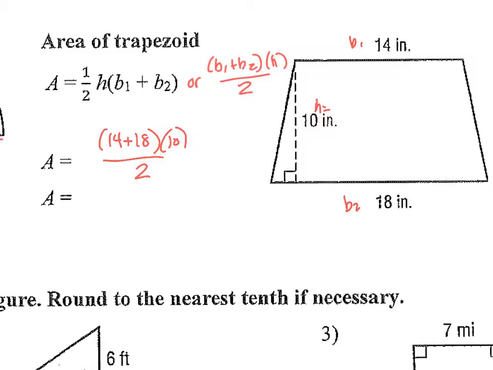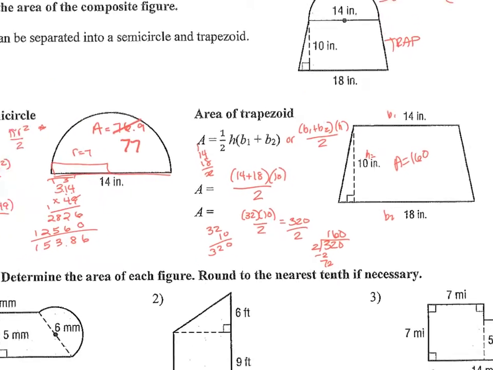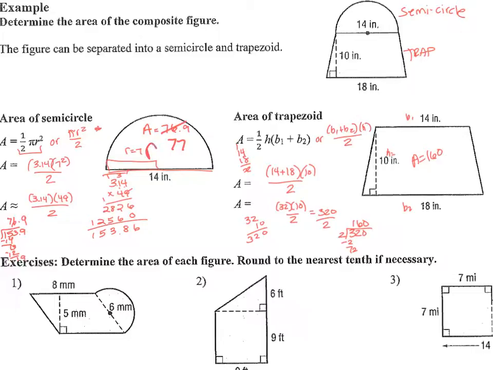So good. 14 plus 18, do that first. Since it's order of operations, we want to do what's in parentheses. So 14 plus 18 is 32. Then 32 times 10 is 320. Yes. And then the last step, divide by 2, which would be 160. Good. Okay, so I've got the area of my semicircle, which is 77.